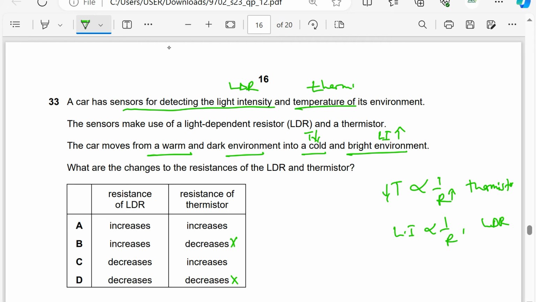And since light intensity increases, the resistance decreases for the LDR, because it goes to a bright environment. So for the LDR, resistance decreases. For the thermistor, resistance increases. So the answer is going to be C.